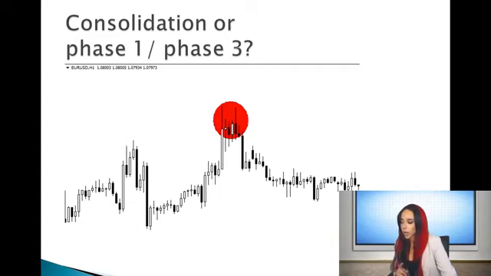I said before that consolidation will have an established range of open and close prices in a small range. One thing that you need to check when you're trying to determine whether a formation is a true consolidation or a phase 1 or phase 3 is to see whether any of the subsequent candles are closing further with the old price direction. So in this case, it would be further up.